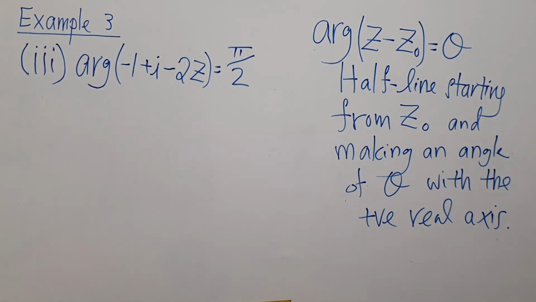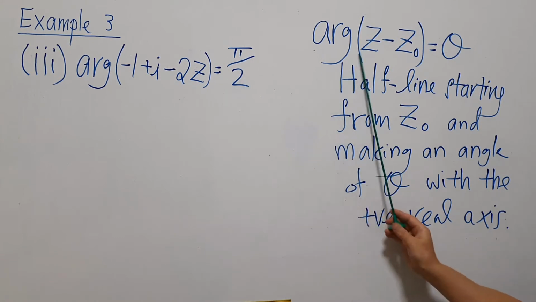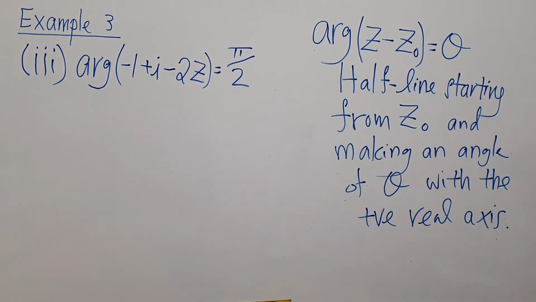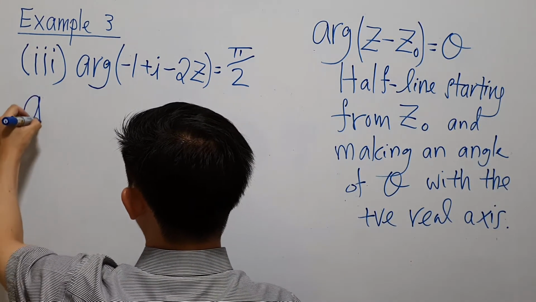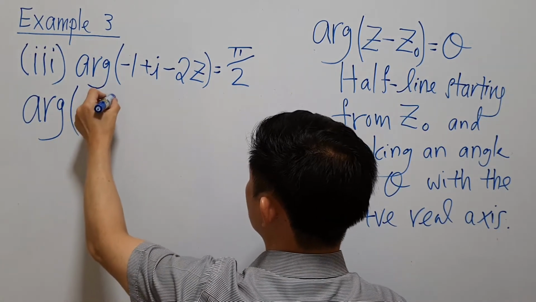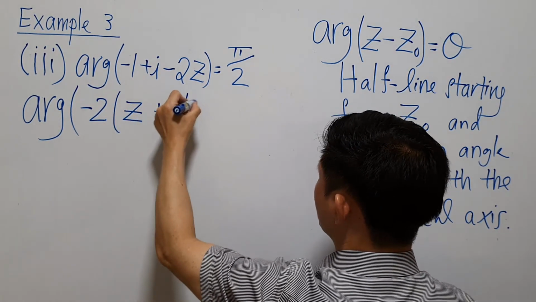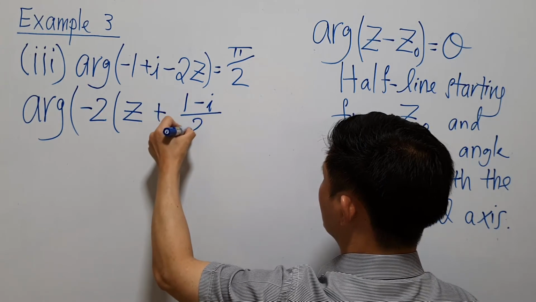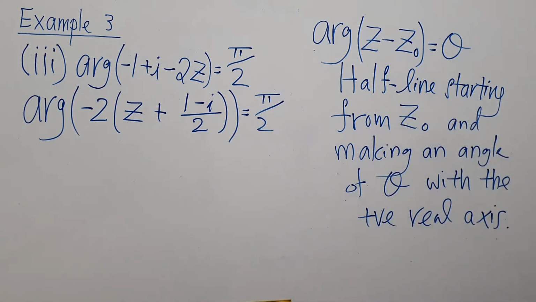In example 3 part 3, you are presented with an equation. If you compare this and this, you find that the two equations don't look quite alike. So when that happens, you must always perform some tidying up. So how do you tidy up this one? I'm going to rewrite this as argument of minus 2, bracket, z plus 1 minus i over 2. What have I done here? I have simply performed some factorization.